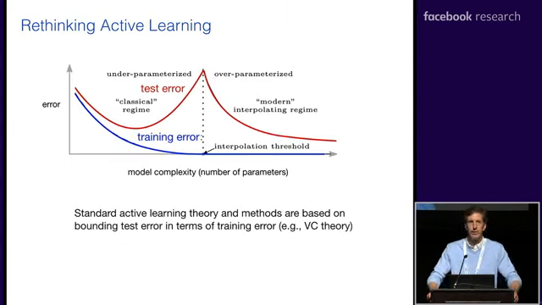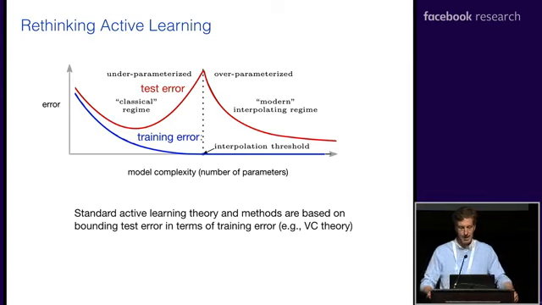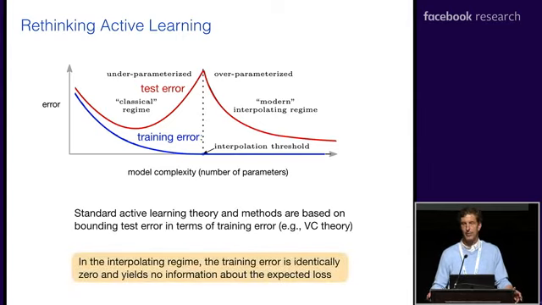So now how do we use this? What does this say we should be thinking about in terms of active learning? This, again, is somewhat speculation and my initial thoughts on it, but I think it's interesting, so I wanted to share it with you. Standard active learning theory methods are based on bounding test error in terms of training error, right? And that's what VC theory is all about. But if we're interpolating, then the training error is identically 0. And so whatever model we have, if we have multiple different deep neural networks or multiple kernel methods, we're always going to train them to fit the training data.